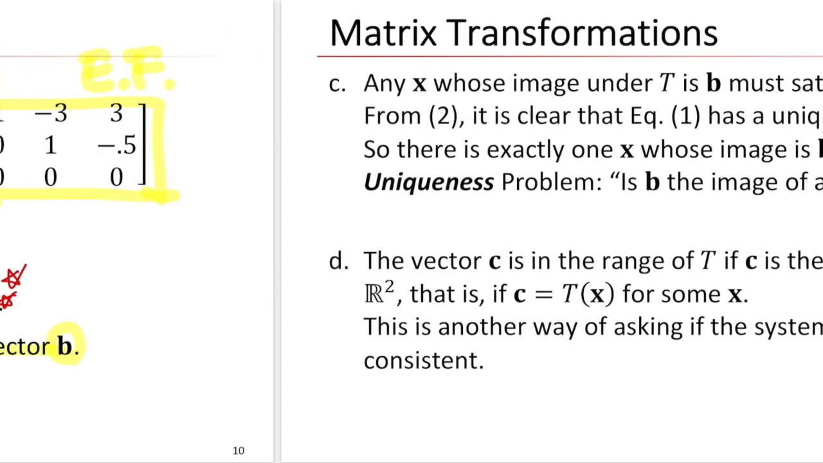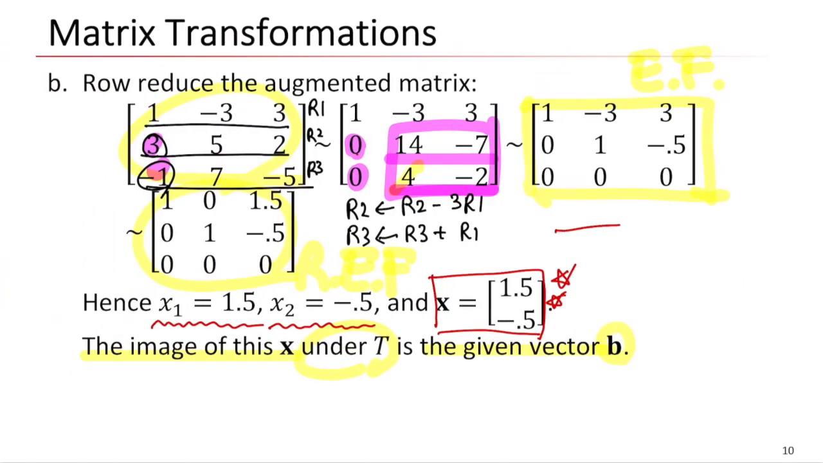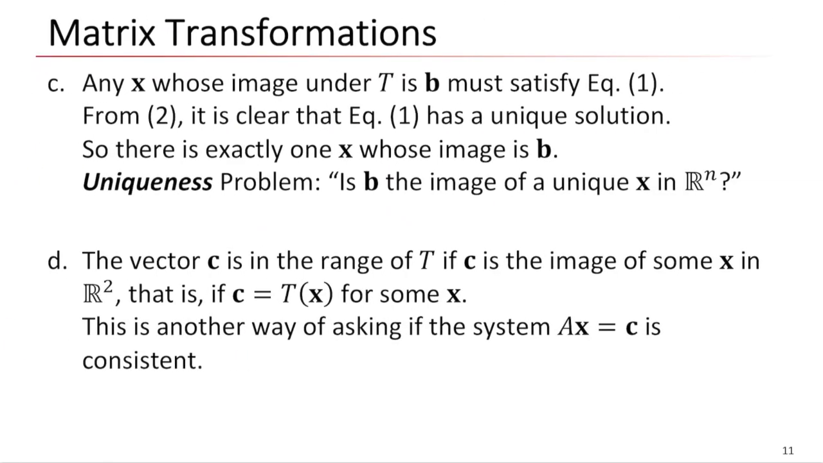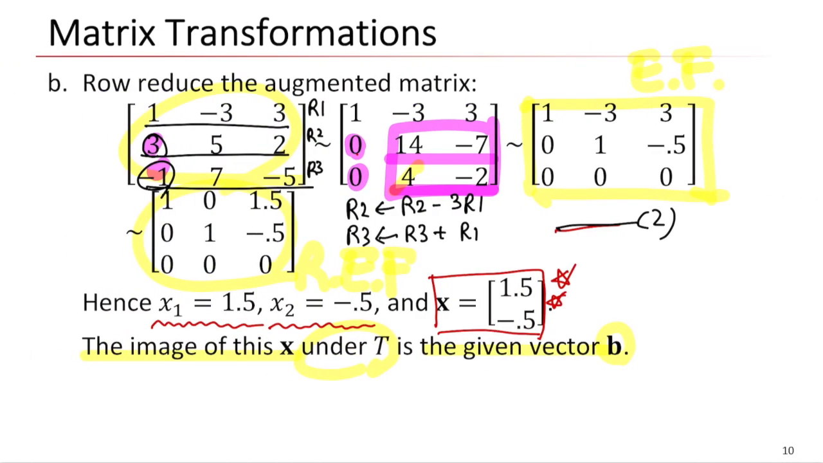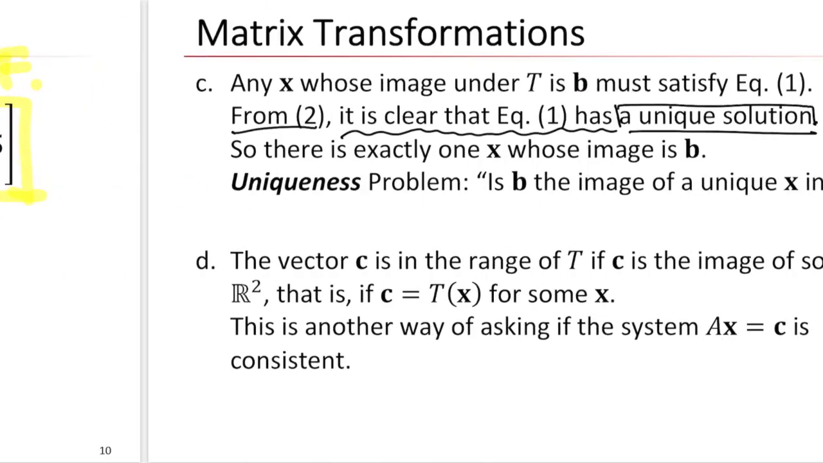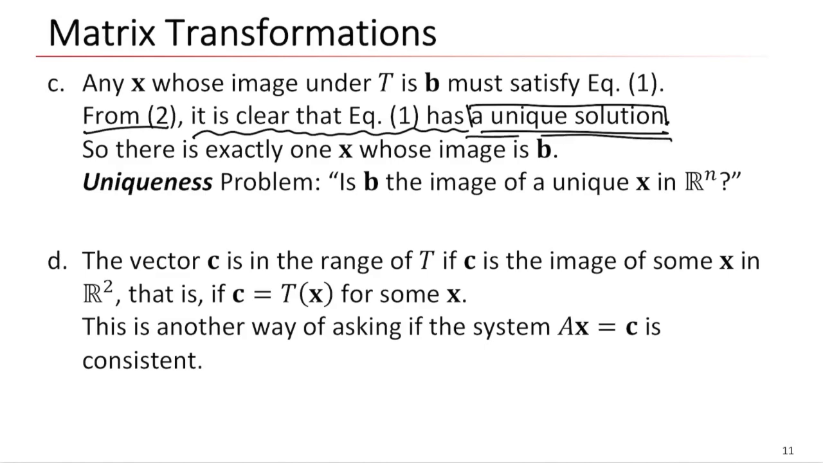So let's say this is equation 2. From equation 2, it is clear that there is a unique solution. What does it mean? Because there is no free variable, right? There is no free variable, so there is exactly one solution, right? So in this case, there is a unique solution. So this question was related to the uniqueness problem: is vector B the image of a unique x in the Rn space?